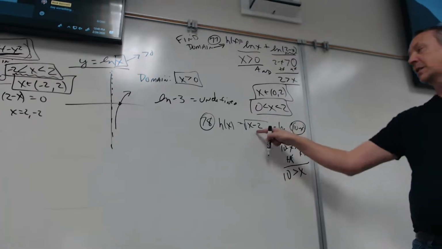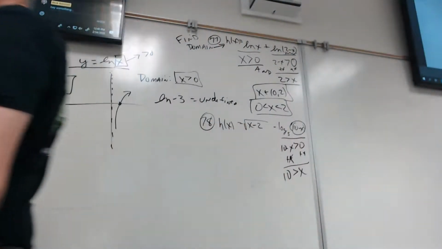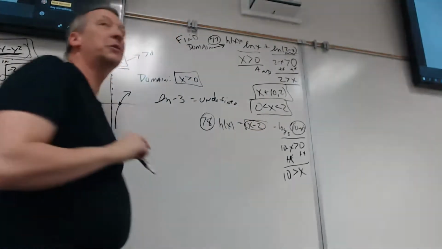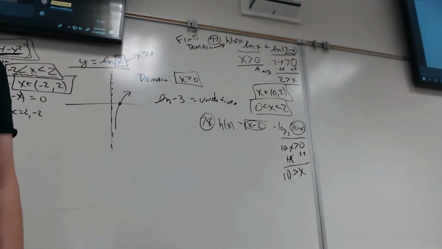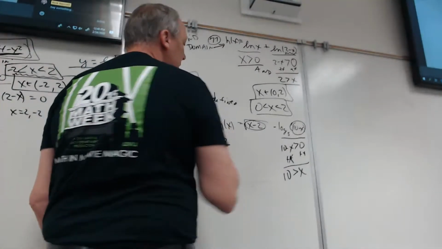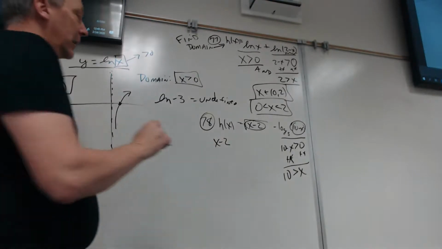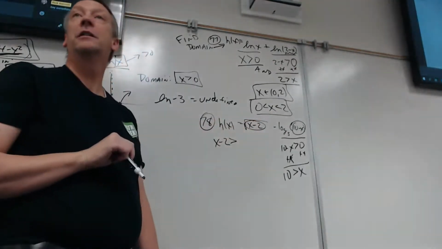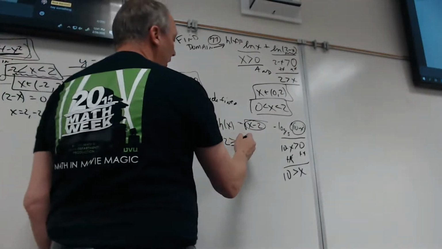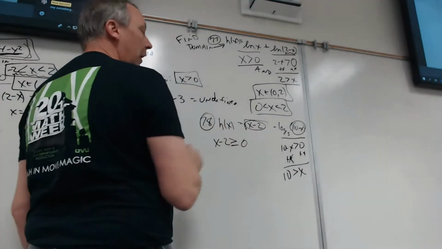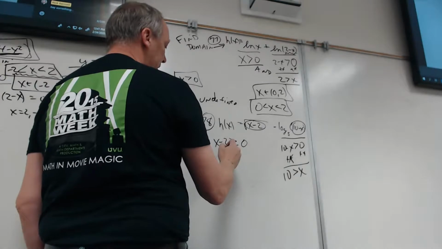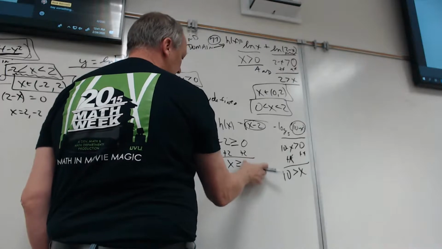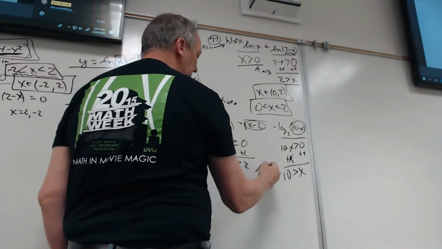And what about this piece? Then we decide x has to be greater than 2. So we only care about the inside here, right? 2 is not the only one, though. So x minus 2 must be greater than 0. Can it be 0? In this piece, it could be 0, right? You can take the square root of 0. So it could be greater than or equal to 0. So add 2, x is greater than or equal to 2.